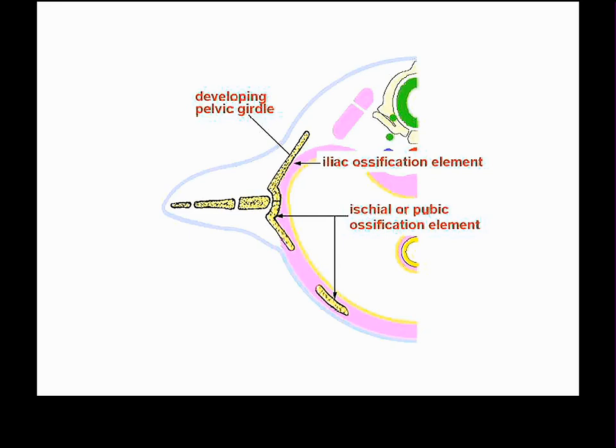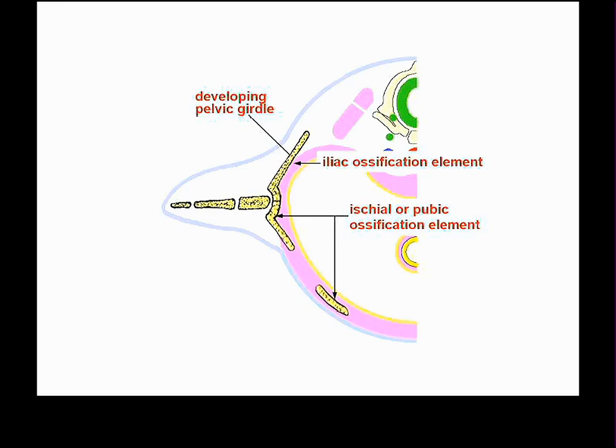And there are, surprisingly, 2 separate ossification elements for the ventral part of the girdle. One is called a pubic ossification element, and the other is called an ischial ossification element. And you'll notice I did not say ischial, because that is the wrong way to pronounce it.